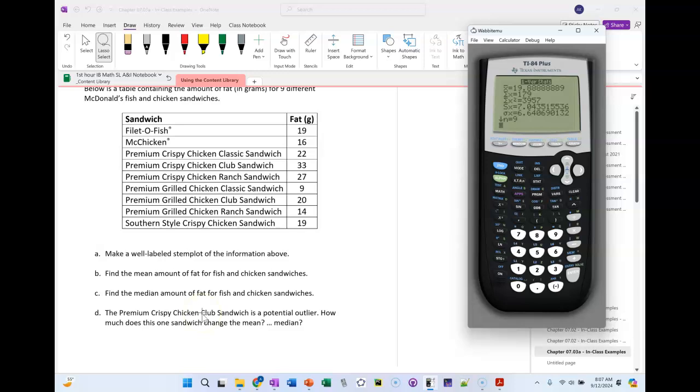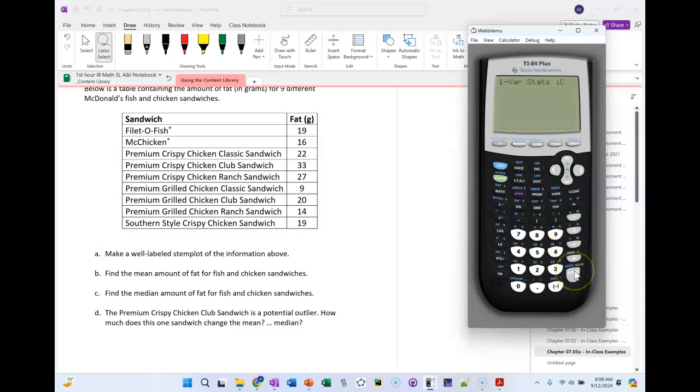It says here, the premium chicken club sandwich is a potential outlier. How much does this one sandwich change the mean and the median? So we saw that included, the mean was 19.9 and the median was 19, right? So let's go to our data list and just delete that one premium crispy chicken club sandwich. That's a lot of names. So I'm just going to delete that one value. Yep, use the delete button.